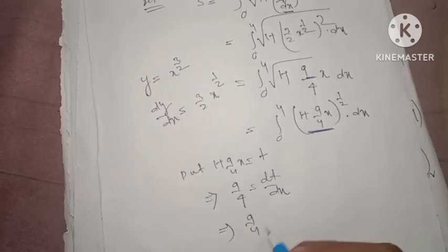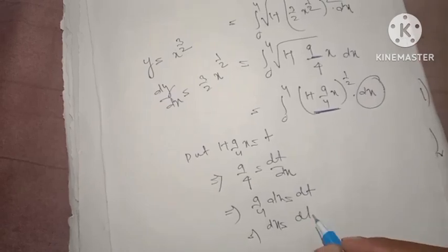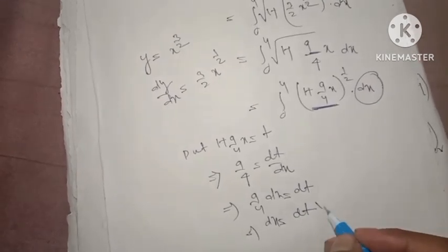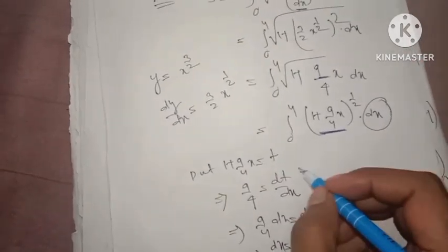So 9 by 4 dx becomes dt. So find the dx. What is my dx? dx is equal to dt by 9 by 4. So 9 by 4 becomes 4 over 9. So if you put the limit, then the limit will change.